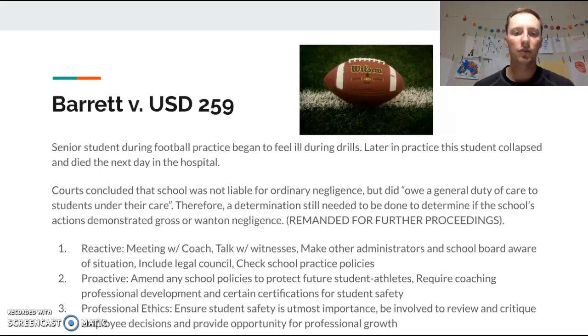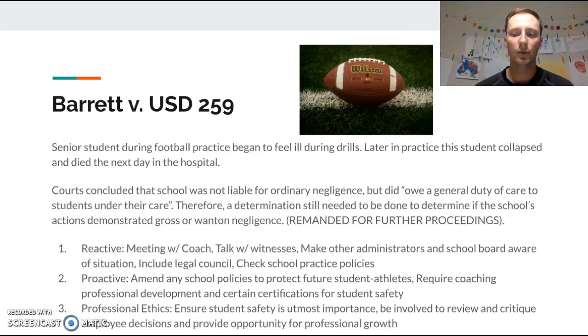Proactively, I think any school policies might need to be amended or added or established to protect future student athletes from the same incident, whether that's based on temperature, breaks, or length of practice, whatever it may be. Some policies probably need to be added or edited.